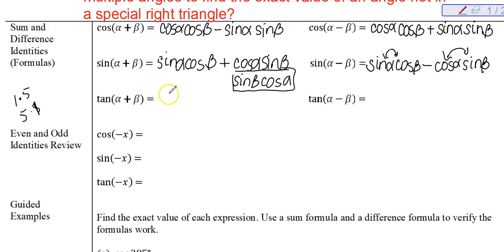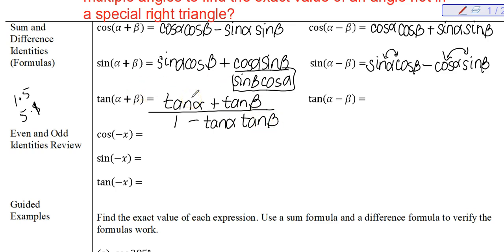All right, let's go to tangent of angle alpha plus angle beta. You're going to like this one. Goes like this. Tangent alpha plus tangent of beta. I just changed my mind. You're not going to like it. Over 1 minus the tangent of alpha, tangent of beta.